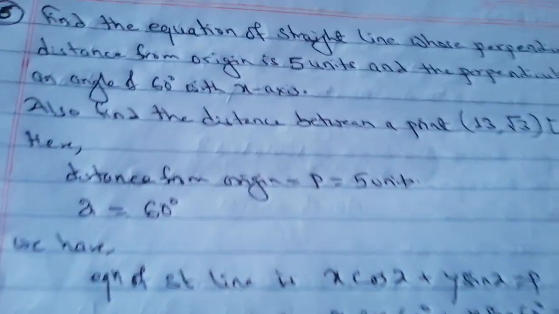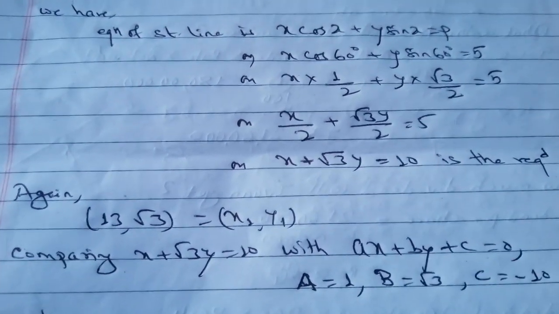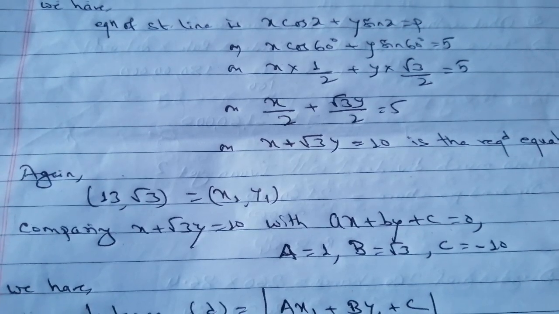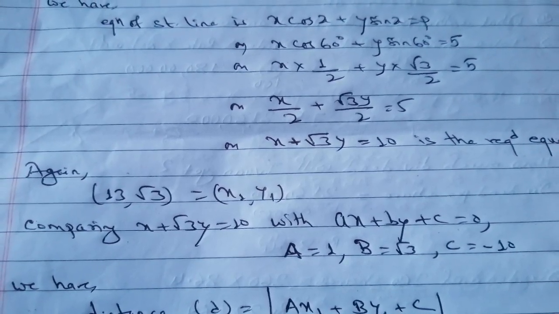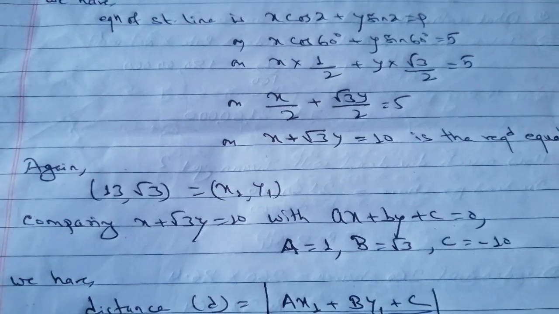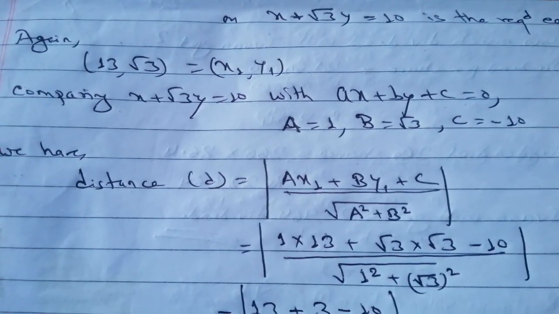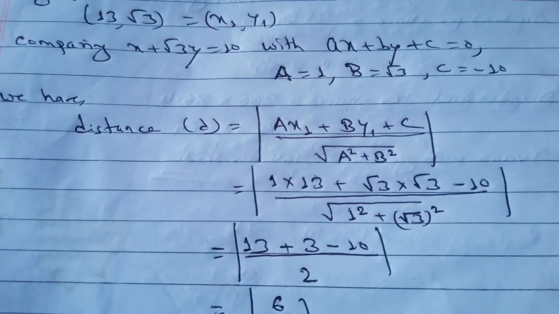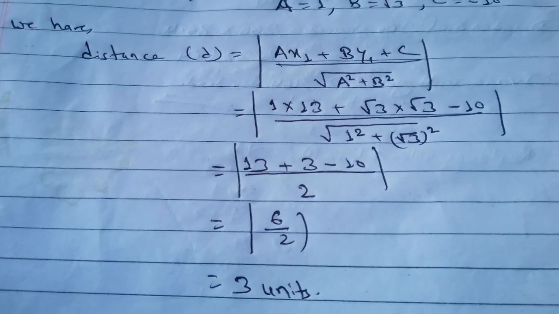For the second question, find the distance between a point (13, √3) and that line. So we have to use the formula to find out the distance between a point and a line. So point (13, √3), we denote it as (x1, y1), and comparing the equation with ax + by + c = 0, a is the coefficient of x, that is 1, b is coefficient of y, √3, and c is constant term, that is -10. So d = |ax1 + by1 + c|/√(a² + b²). So replacing the values of a, b, c as well as x1, y1 and simplifying it, we get the distance as 3 units.